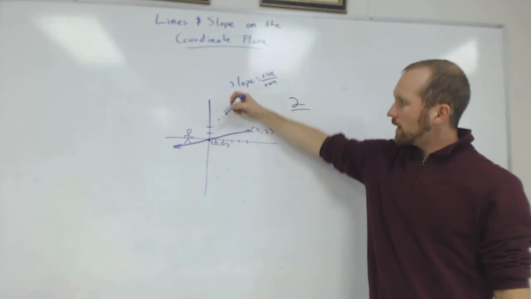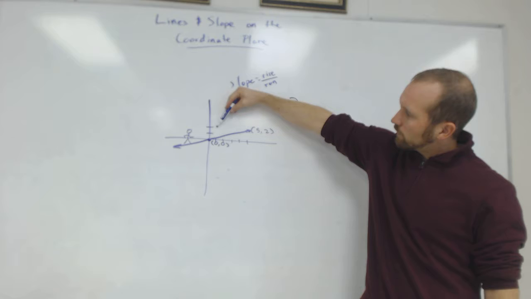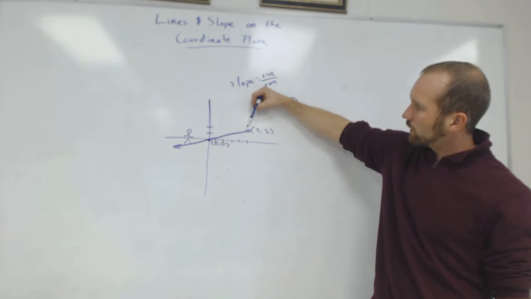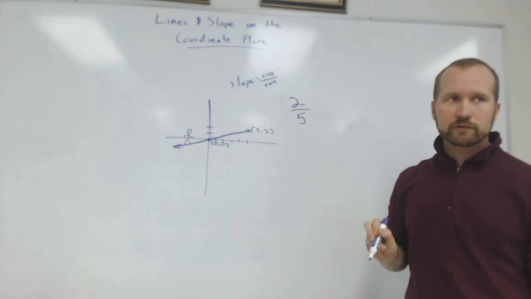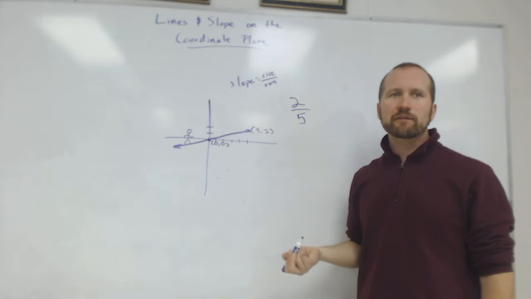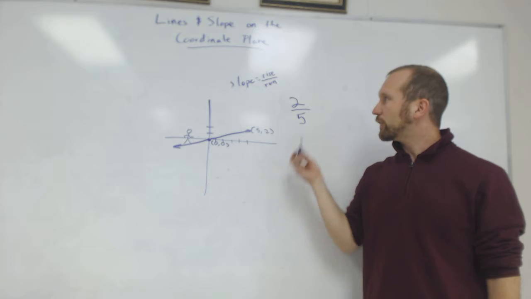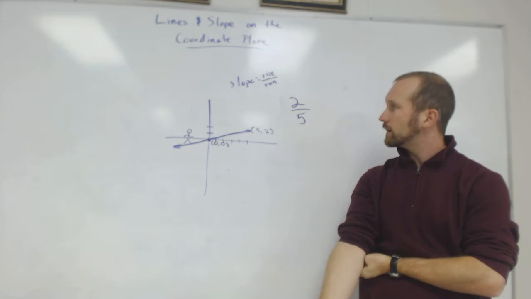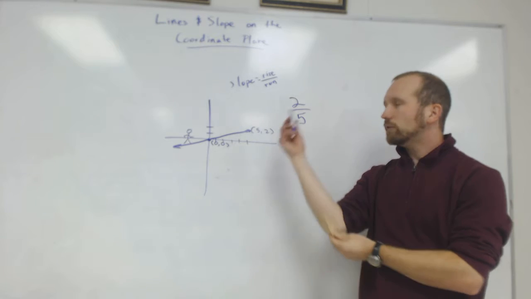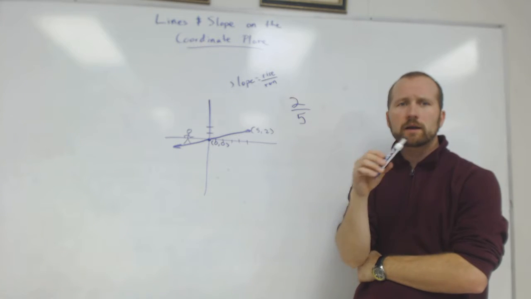1, 2. And then how many do I have to go over? 1, 2, 3, 4, 5. So run 5. So my slope is 2/5. That's a fraction, and I can't change that fraction in any way. It's simplified. Is 2/5 bigger or smaller than 1?